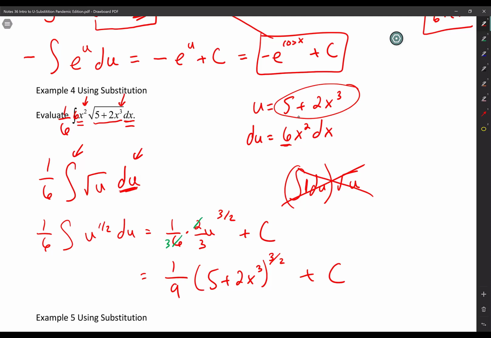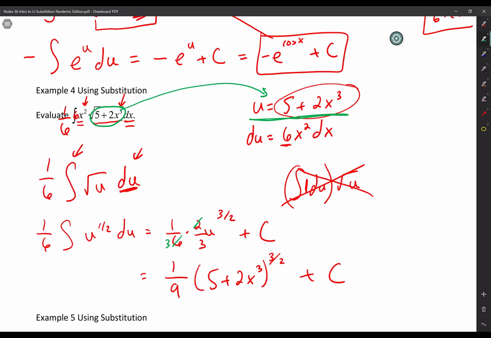Did all that make sense? No. Oh, okay. What did I lose you on? I don't understand what you did when you got square root of u. Oh, the expression 5 plus 2x cubed is u. See?